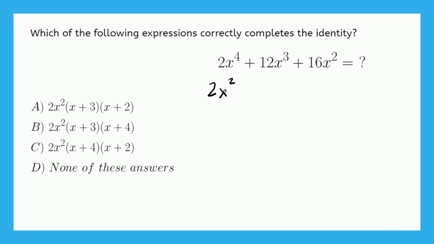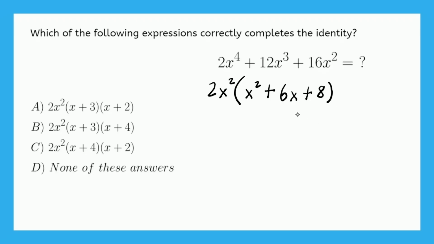Now when we factor out that 2x squared, we are dividing each term by 2x squared. So let's do that division. 2x to the 4th divided by 2x squared will give us x squared. Then 12x cubed divided by 2x squared. Let's not forget this plus here. Well, 12 divided by 2 is 6, and x cubed divided by x squared is x. Now 16x squared divided by 2x squared is going to give us, let's see, 16 divided by 2 is 8, and x squared divided by x squared is 1. So 8 times 1 is 8.